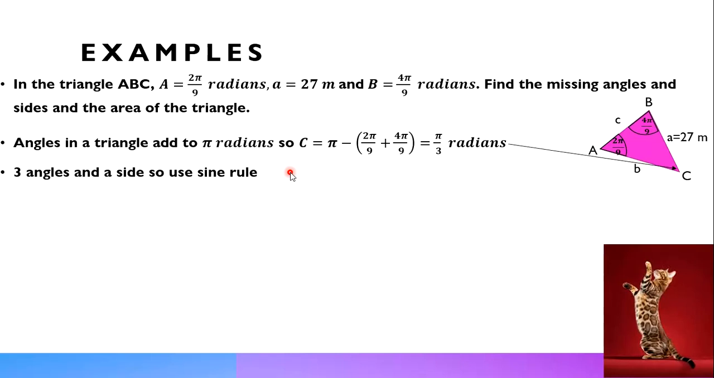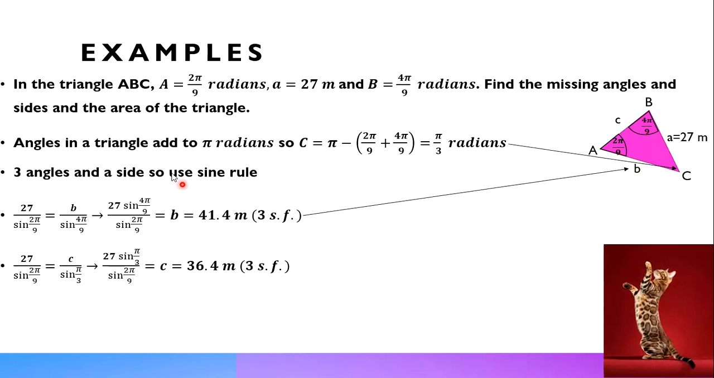We now have 3 angles and a side, so we're going to use the sine rule, which means that 27 over sine of 2 pi over 9 is equal to b over sine of 4 pi over 9. If you then multiply by sine of 4 pi over 9 on both sides, you will get 27 sine 4 pi over 9 over sine 2 pi over 9 is equal to b, which gives us b equals 41.4 meters to 3 significant figures.